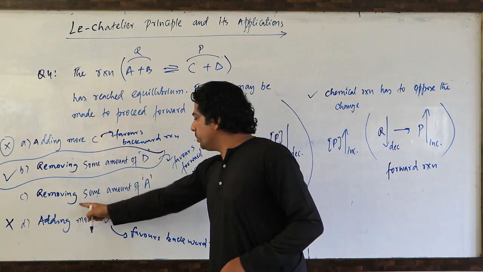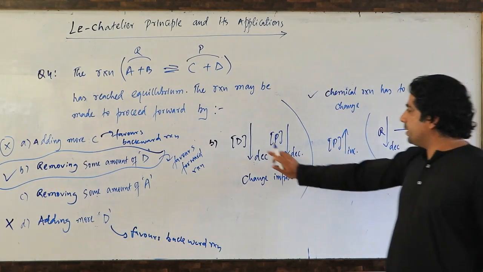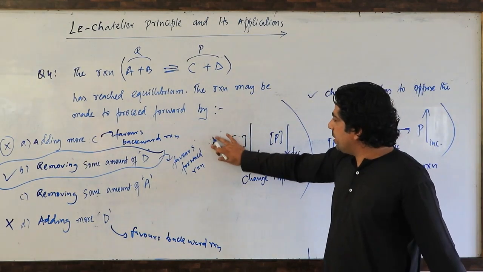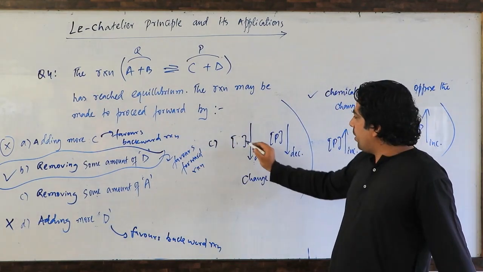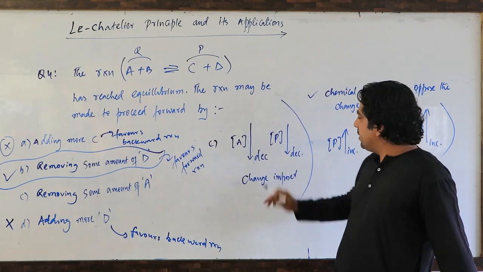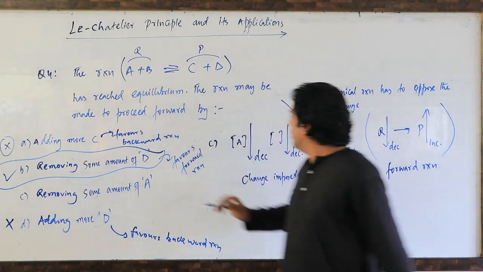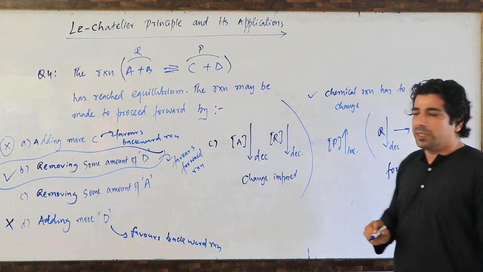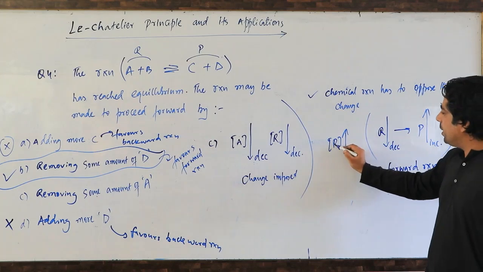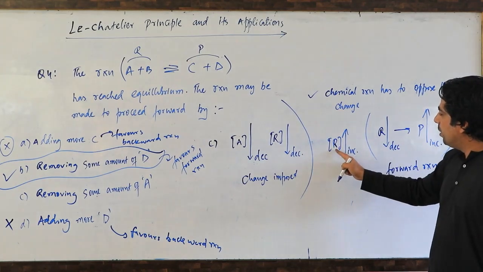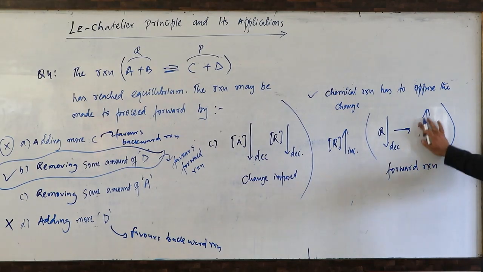So if we remove some amount of A, let us see here, my dear friends, option number C. Let's write down. Option number C, we are removing some amount of A. That means A will decrease. And A is not your product, A is your reactant. So that means reactant is decreasing. Then the chemical reaction has to oppose the change. Oppose the change means it has to increase the reactant now. How to increase the reactant? The reverse thing will happen.